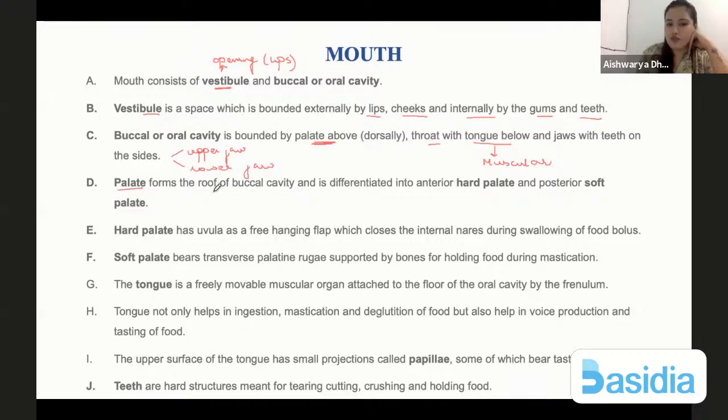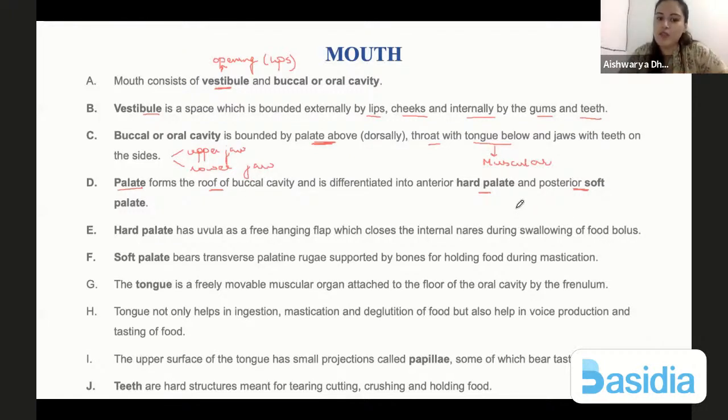Now, the palate forms the roof of the buccal cavity, and it is differentiated into an anterior hard part and a posterior soft part. So anterior is the portion that is on the top or ahead. The anterior part of the palate, the upper surface of the mouth, is usually hard, and the posterior, which is closer to your throat or the food pipe, will be soft in nature. The hard palate has a uvula, a freely hanging flap, which closes the internal nares during swallowing of food bolus.